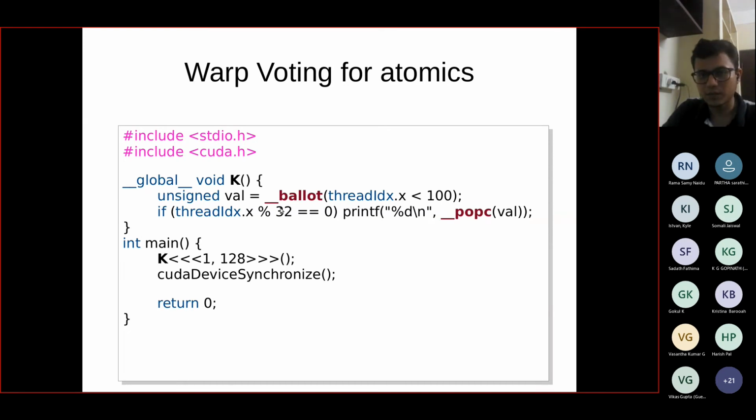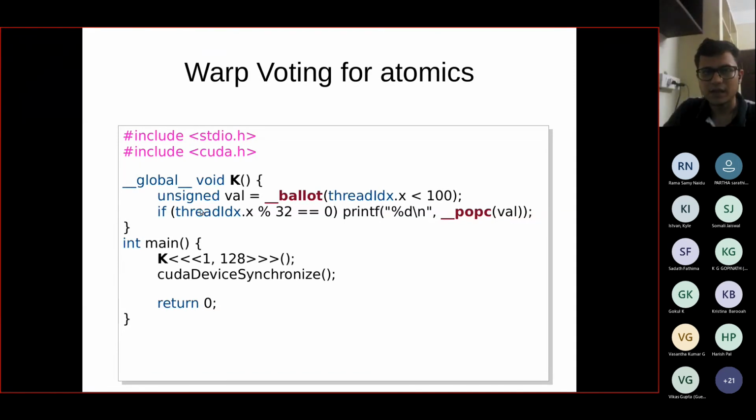So 0th thread of warp 0, 32nd thread of warp 1, 64th thread of warp 2, and so on, will print the value. And since we have 4 warps, the 4 values will be printed here. And what popc is printing?